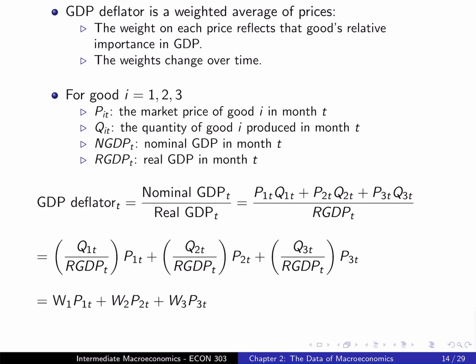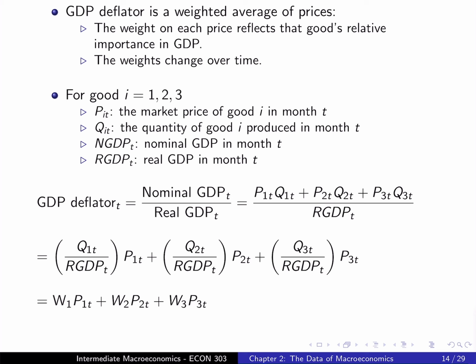Let's take a deeper look at how the GDP deflator functions as a weighted average of prices. The GDP deflator gives us an average of prices across all final goods and services. The weight on each good's price reflects that good's relative importance in GDP based on quantities produced. These weights change over time, unlike a fixed weight index such as the CPI.